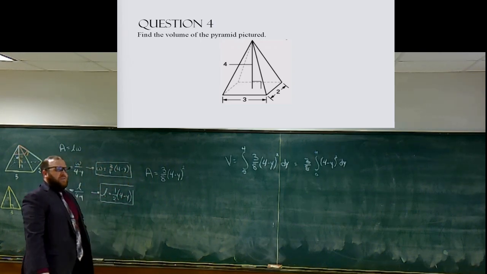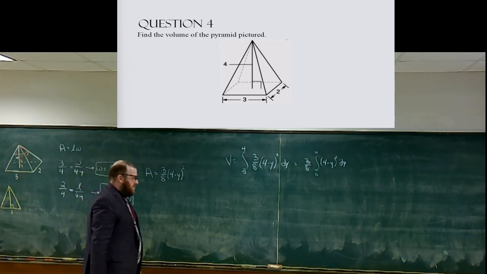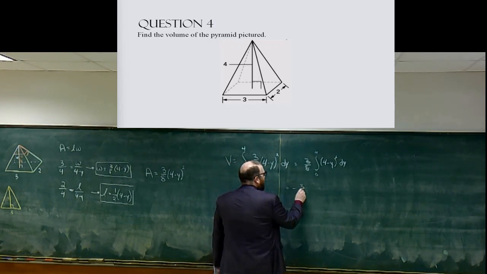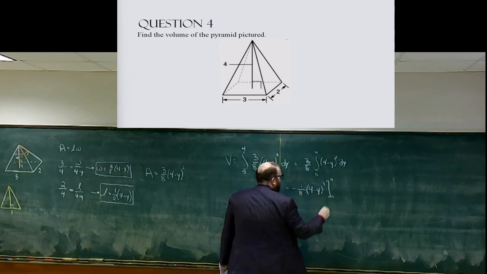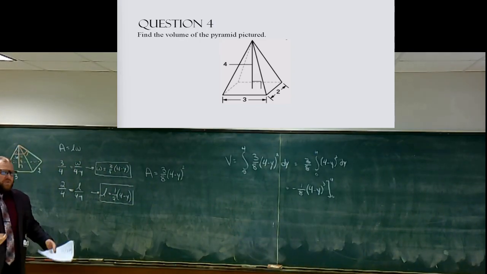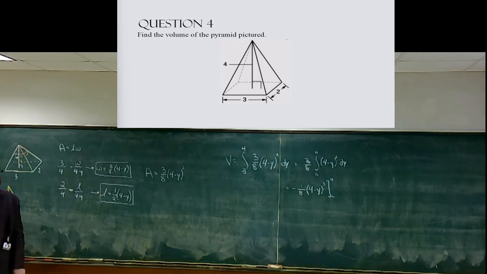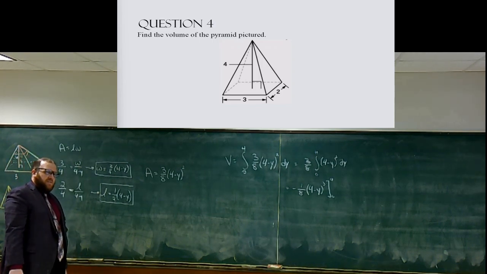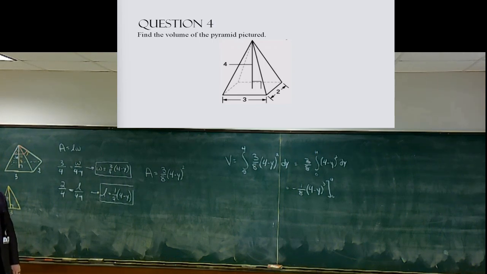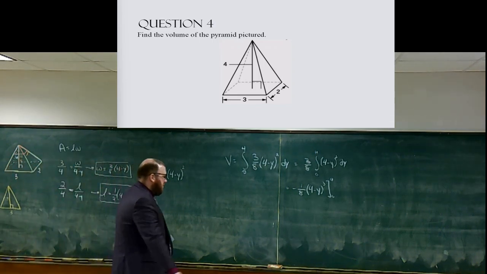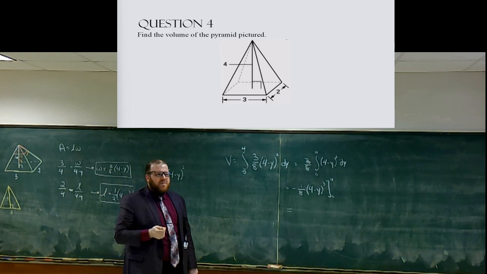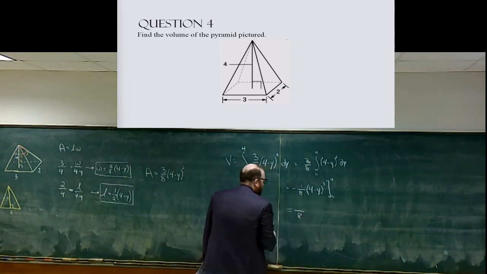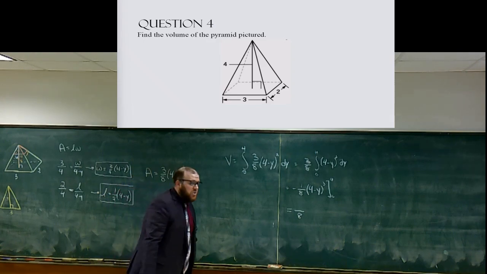Oh, well, that looks very similar. Just do U sub with U being 4 minus Y. You'll get 1/8 the quantity 4 minus Y cubed from 0 to 4. At 4, it's 0 minus negative. So we get something over 8. It's 4 cubed over 8.